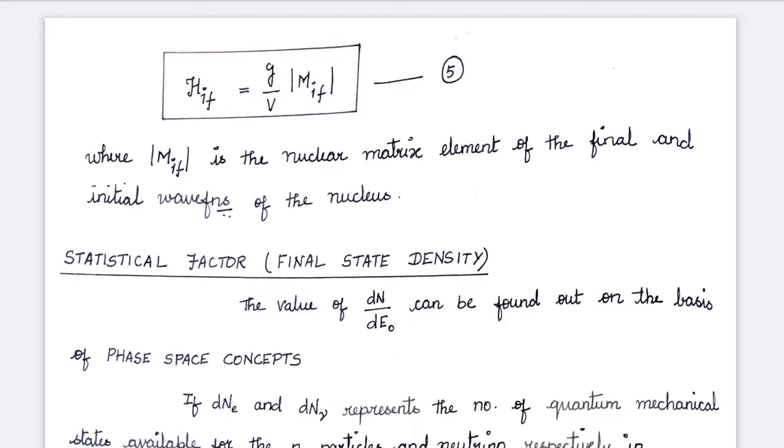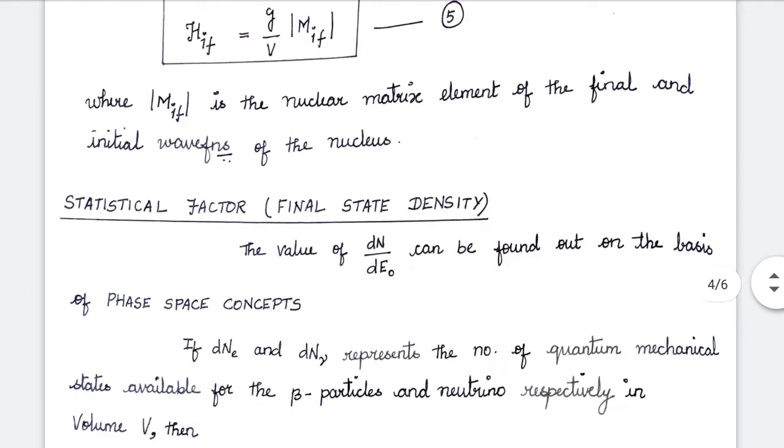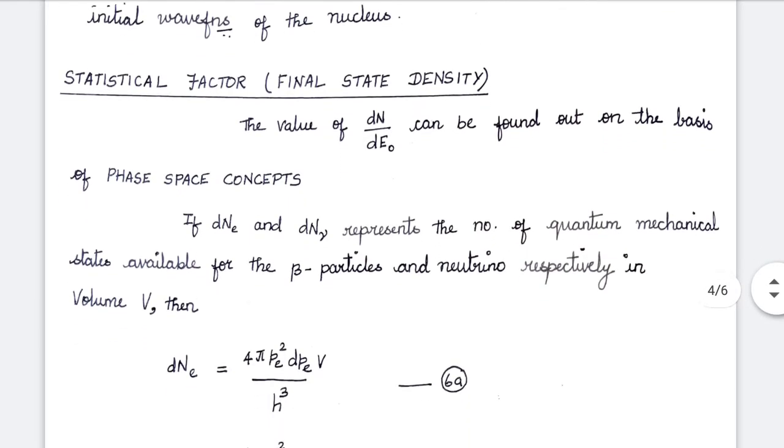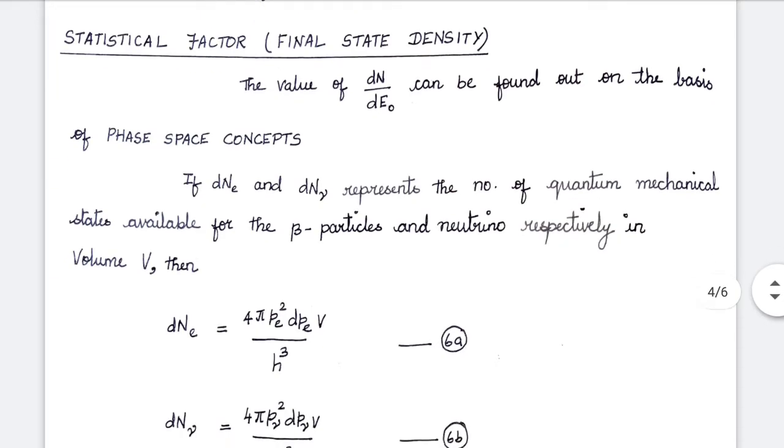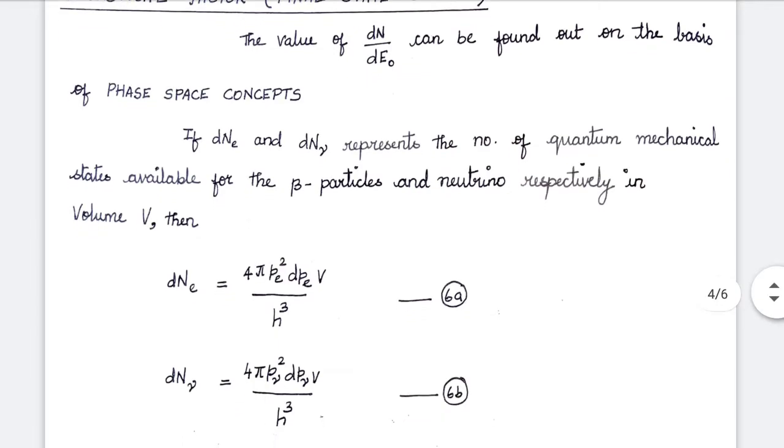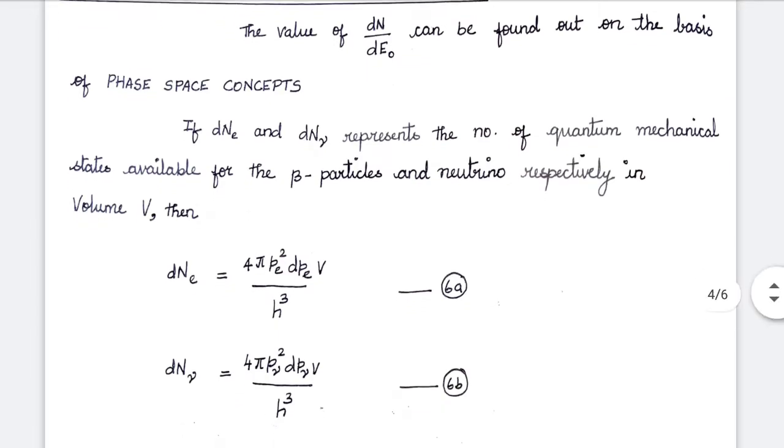So we have found the interaction matrix element. Next we are going to find out dn by dE naught, that is, the number of quantum mechanical states available between the final and the initial state. We call it the statistical factor or the final state density. So this dn by dE naught is found on the basis of phase space concepts.